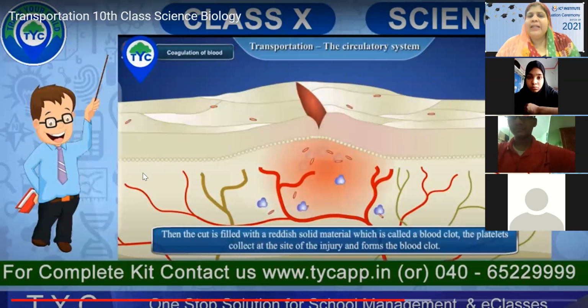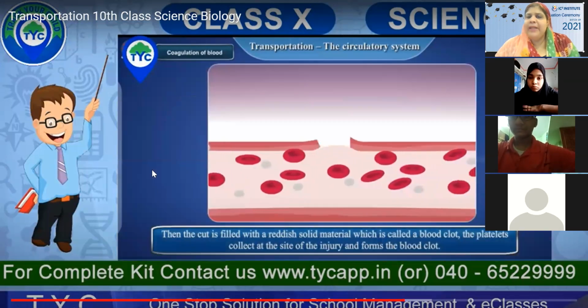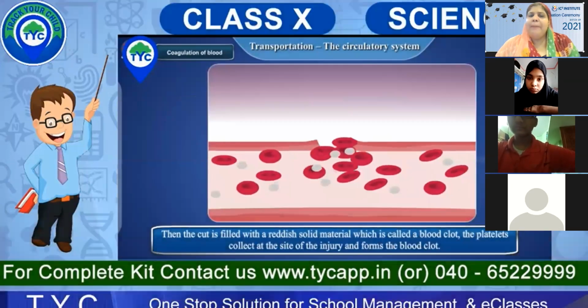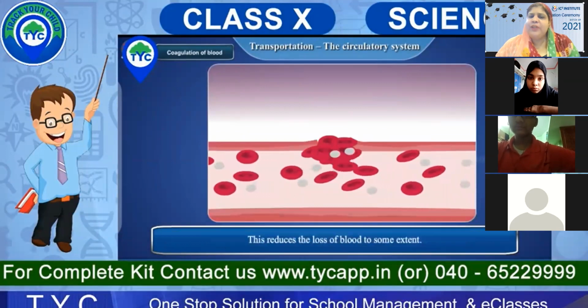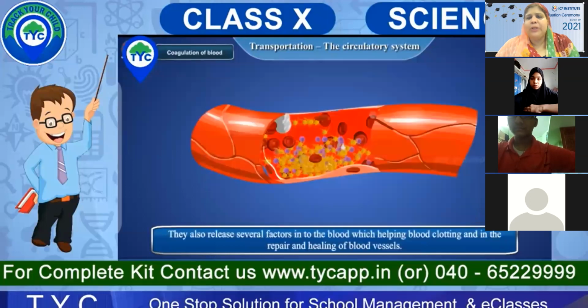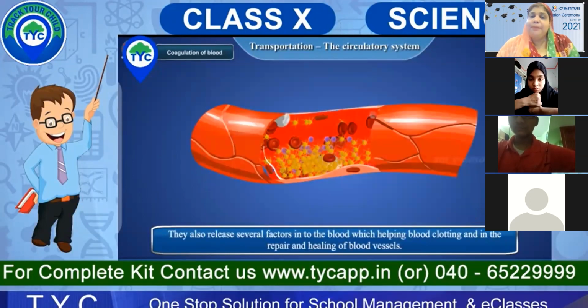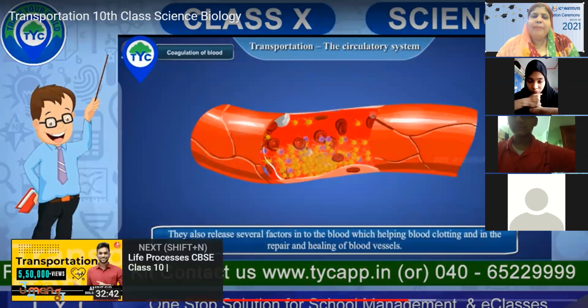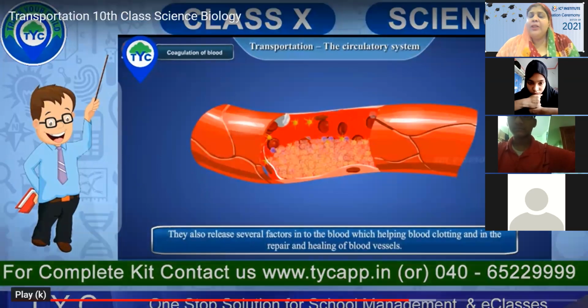So then the cut is filled with a reddish solid material which is called blood clot. The platelets collect at the site of the injury and this reduces the loss of blood to some extent, as I've told you. But they also release several factors in the blood which help blood clotting and in the repairing and healing of the blood vessels. So this all has got a mechanism.